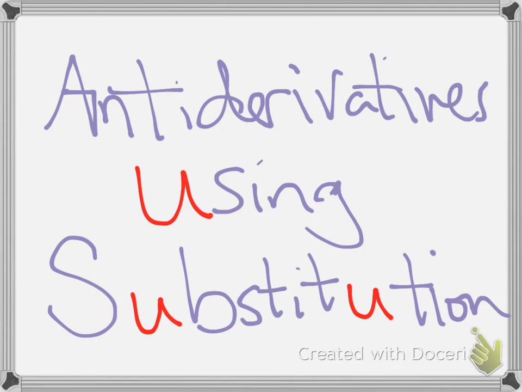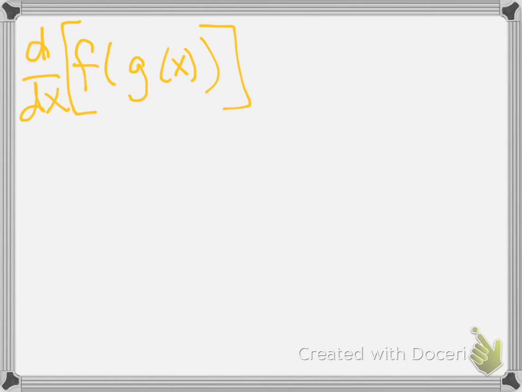All right, greetings everyone. So let's practice finding antiderivatives using substitution. Before we begin the actual examples, let's just recall that when we're using substitution, what we're really trying to do is reverse the chain rule.